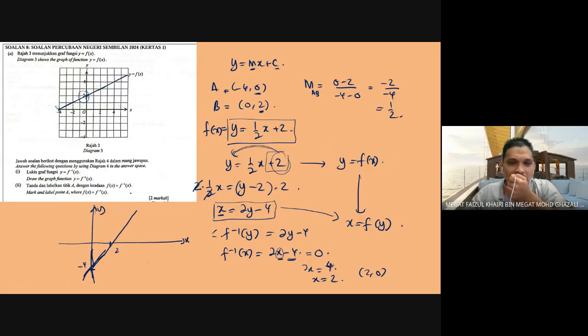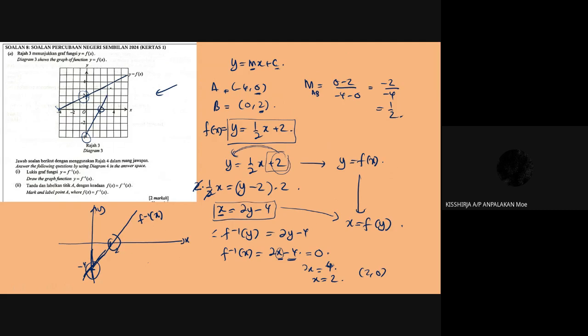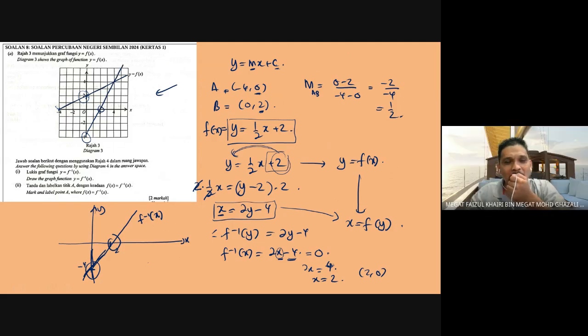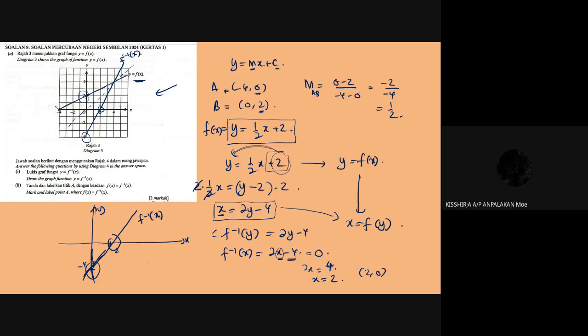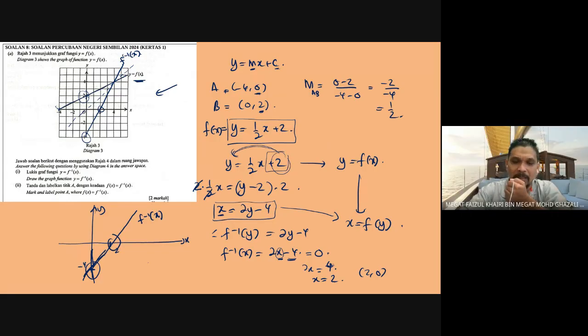Actually, if I sketch this graph of f inverse into this diagram, look at this. 2 and negative 4. We got negative 4 here and 2 here. Meet. There you go. So actually there is a line y equals x acting as a reflective mirror between the function f(x) and f inverse.